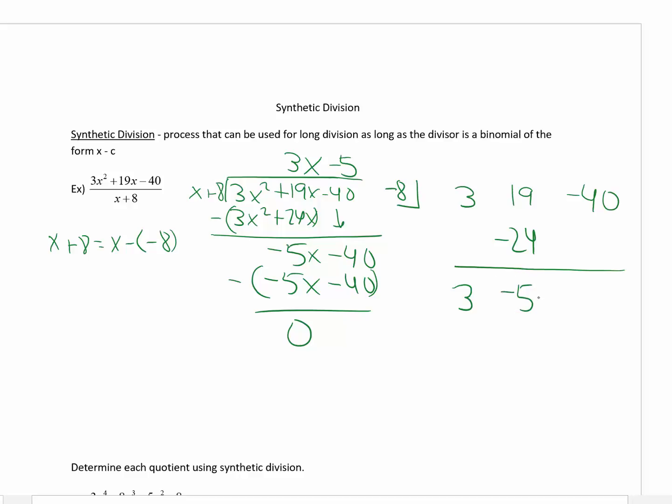I'm going to take this negative 5 and multiply by this negative 8, which is a positive 40. I'm going to add down, and that's 0. So again, I know 3x squared divided by x is 3x. So this 3 represents 3x minus 5 plus a remainder of 0. So no matter which method I use for this, I'm going to get the exact same answer. The only thing is with synthetic division, again, your divisor has to be in the form of x minus c.